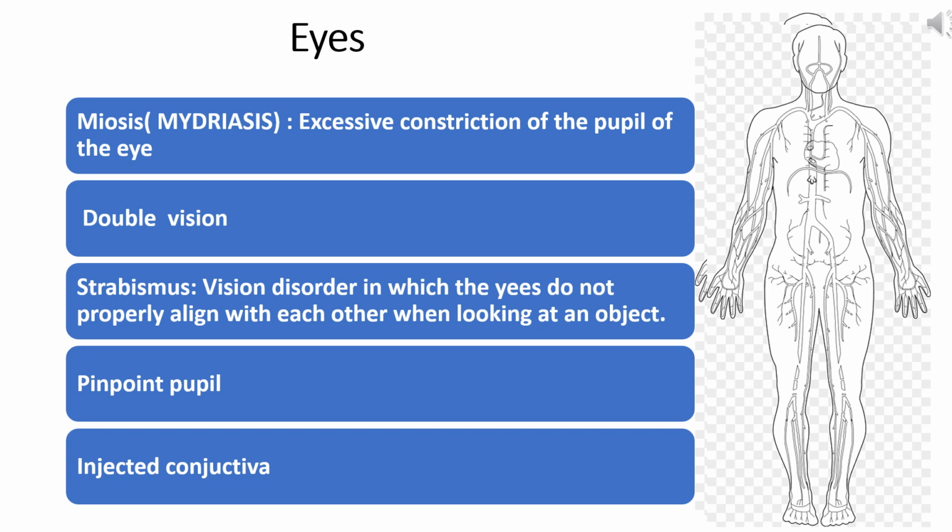Next step of evaluation, we will look for miosis in the eyes, that is the excessive contraction of the pupil of the eye, and diplopia, that is the double vision, and strabismus. Strabismus is a vision disorder in which the eyes do not properly align with each other when looking at an object, and a pinpoint pupil and injected conjunctiva.